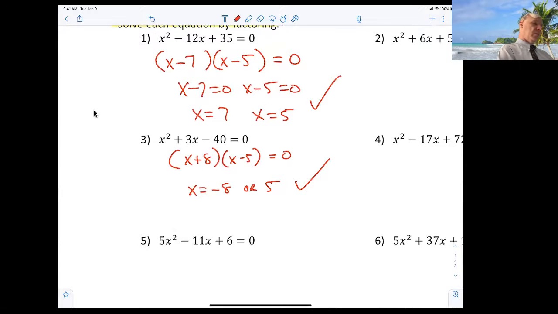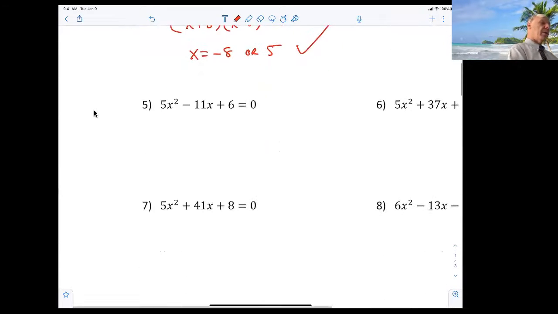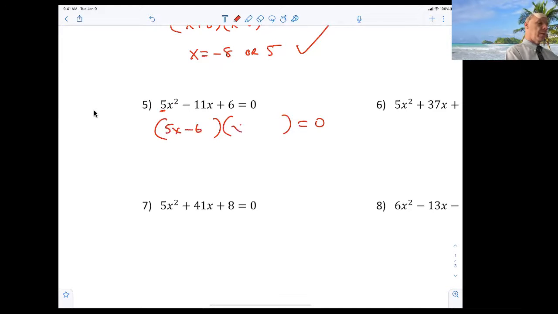Anybody have any doubts? All right. Now the next one's a little bit harder because the leading coefficient is a 5. So come on, let's do the factoring. Maybe it's 5x minus 6, x plus 2. Ooh, you were so close.